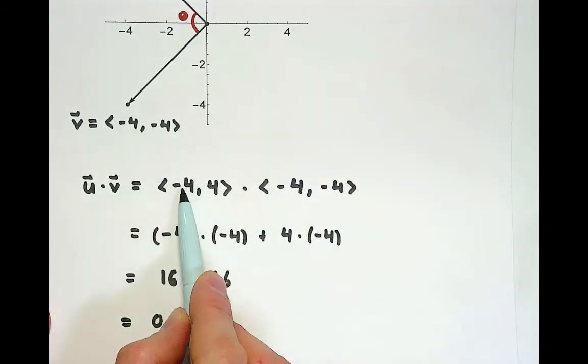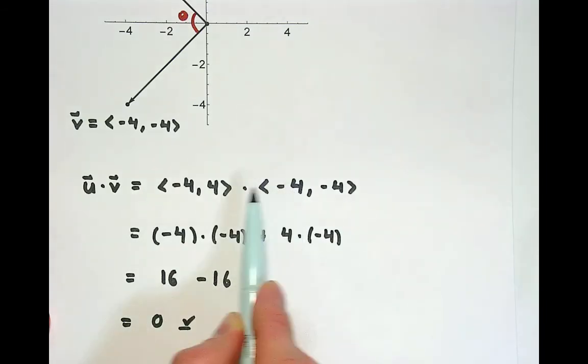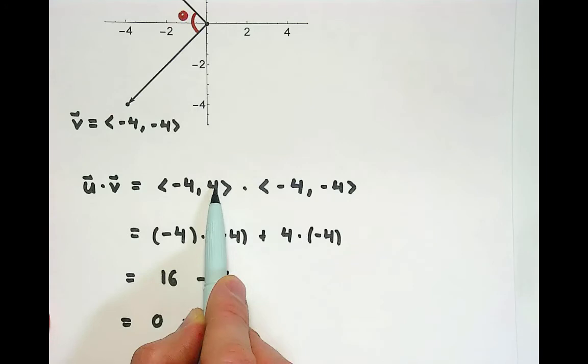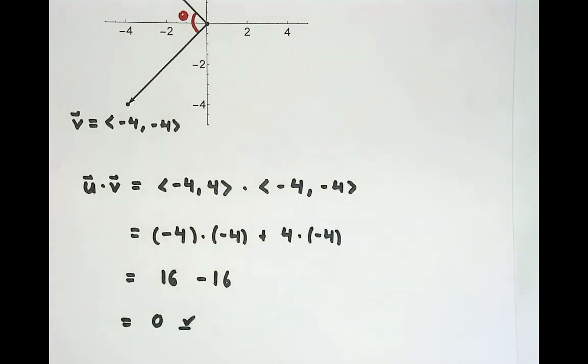Where remember, the components, we take the first component of the first vector, multiply by the first component of the second vector, and then add that to the product of the second component of the first vector times the second component of the second vector.